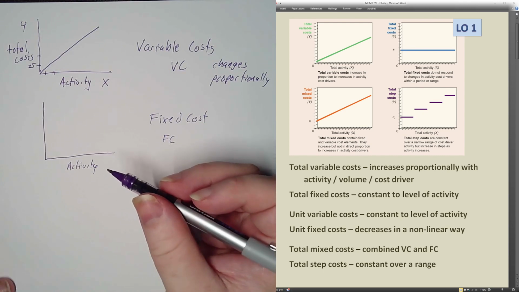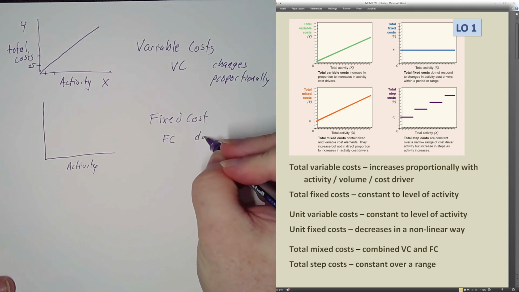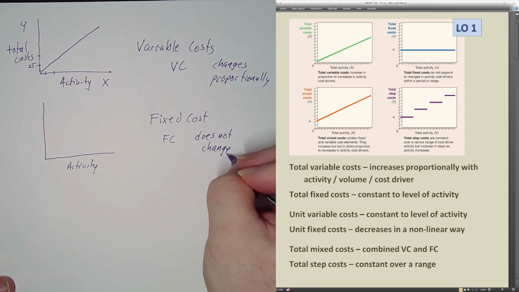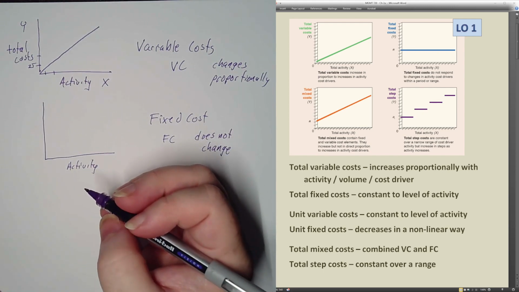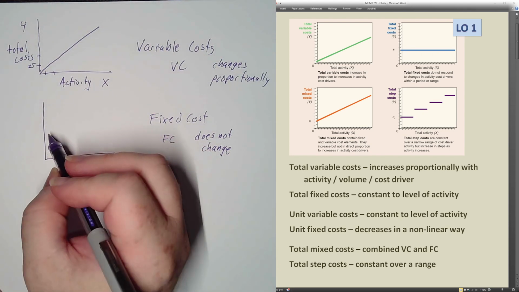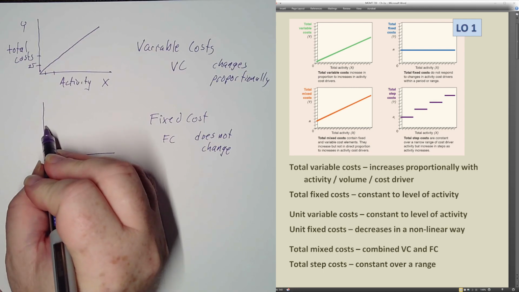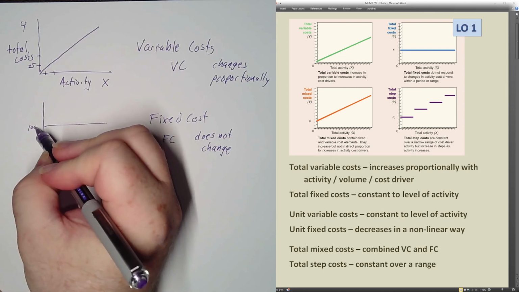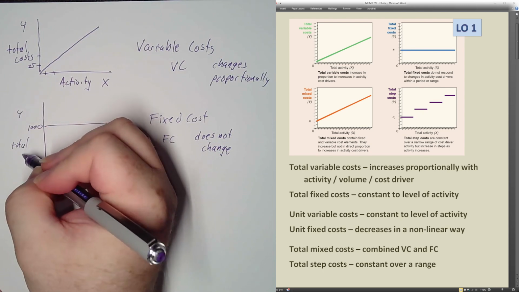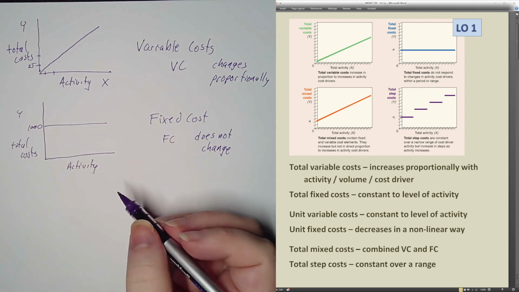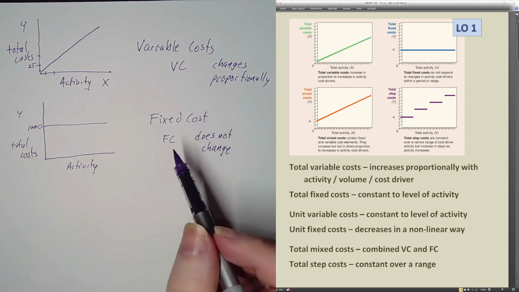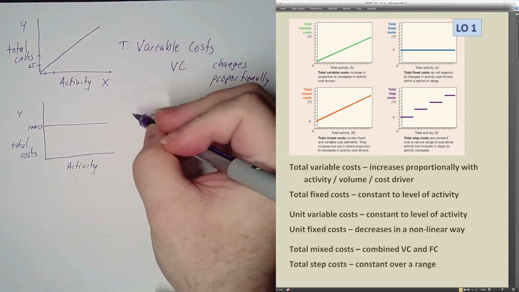Well, one of the most common examples is rent. The landlord does not change the rent depending upon the amount of bikes you build. So if you build 0 bikes, 10 bikes, 100 bikes, the rent is always going to be, say, $1,000 or something like that. So this is Y, total costs, and in this case, the total costs are the total fixed costs. Now, we are focusing here on total variable costs and total fixed costs. I'll just put a T here.